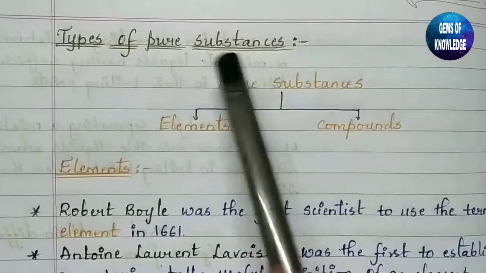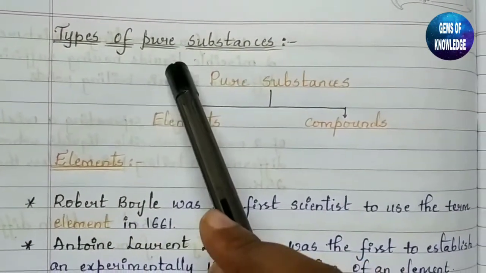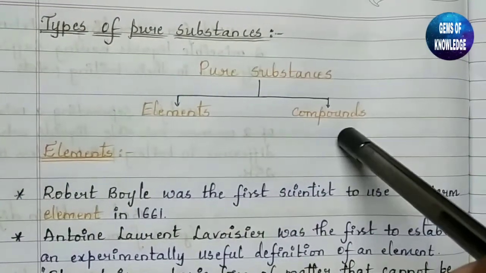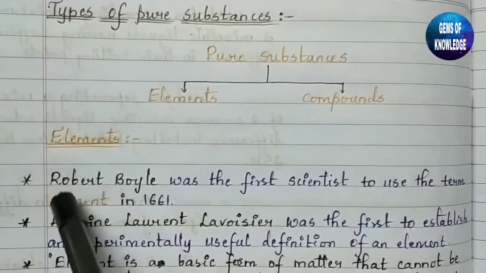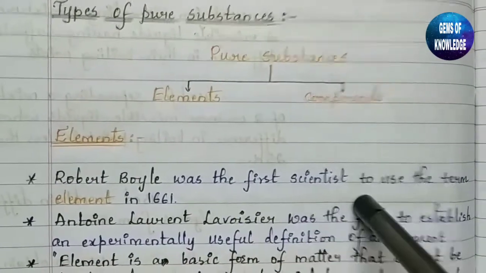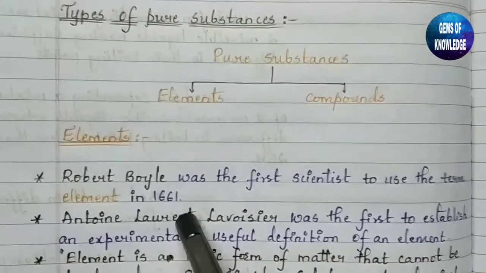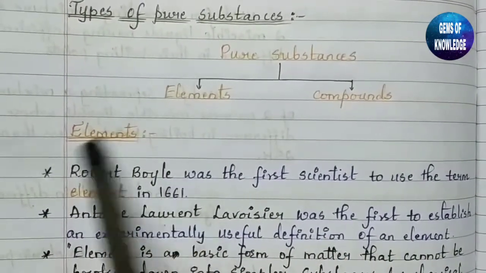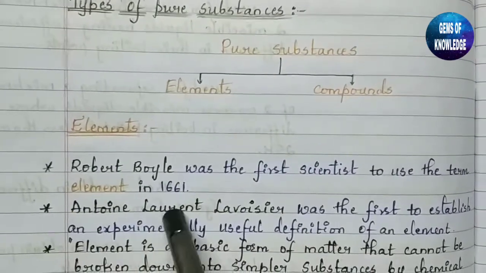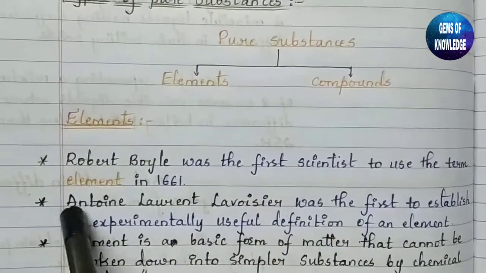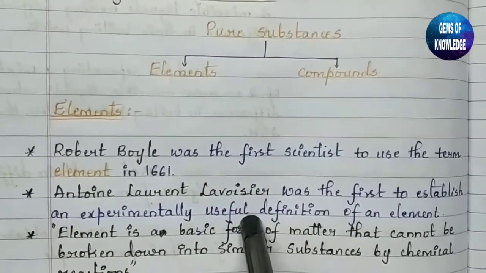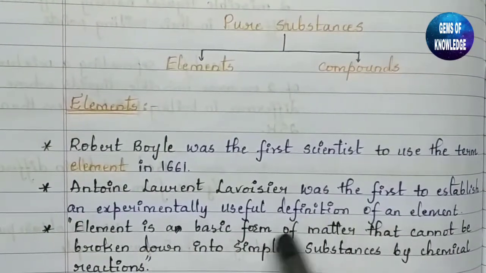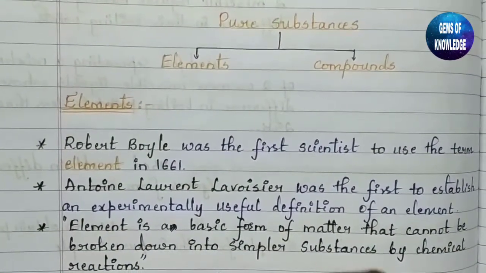The next thing we need to study is the types of pure substances. There are two types of pure substances. One is elements and the other is compounds. So what are elements? Robert Boyle was the first scientist to use the term element in 1661. Antoine Laurent Lavoisier was the first to establish an experimentally useful definition of an element. So this was the person who exactly gave the definition of the element.